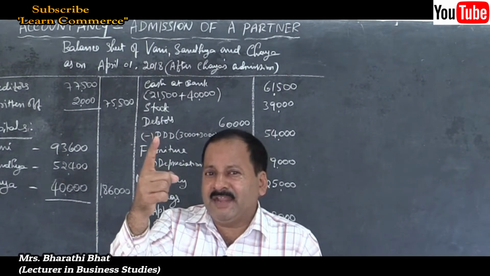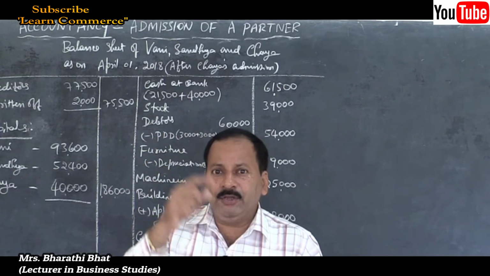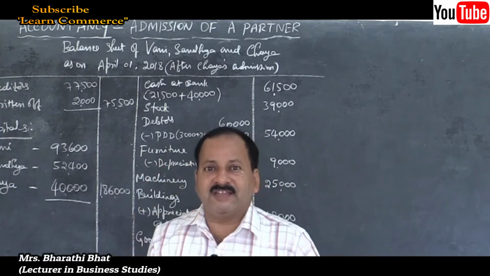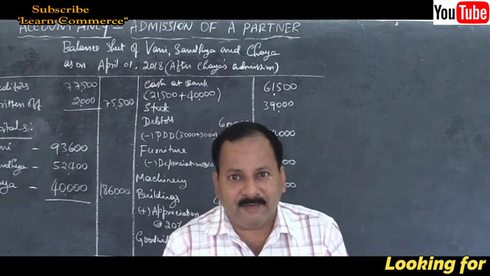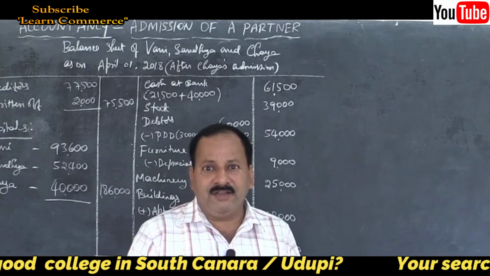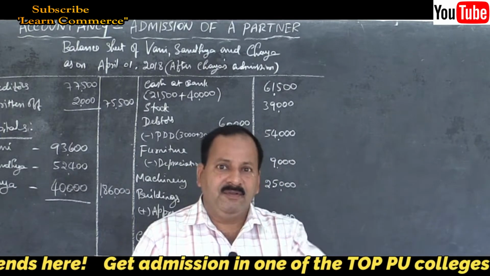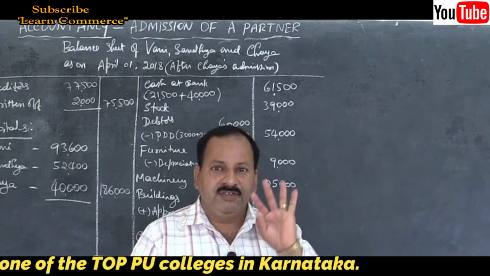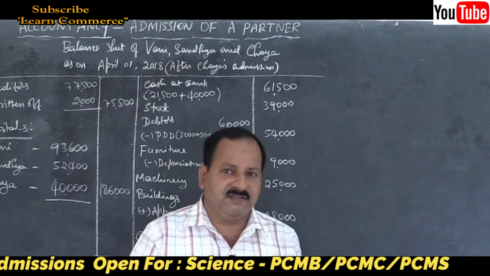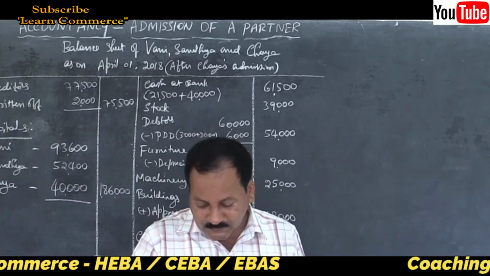When the partner brings in capital, bank account debtor to partner's capital. Remember this simple entry. Whenever the new partner brings in capital, bank account debtor to new partner's capital account, or bank account debtor to concerned partner's capital account, any partner for that matter. So very simple it is. When you pay amount to the partner, partner's capital account debtor to bank account. Bank amount goes out, it will be paid to the partner, so on the debit side we have to make the entry. That's a very simple formula. Remember.